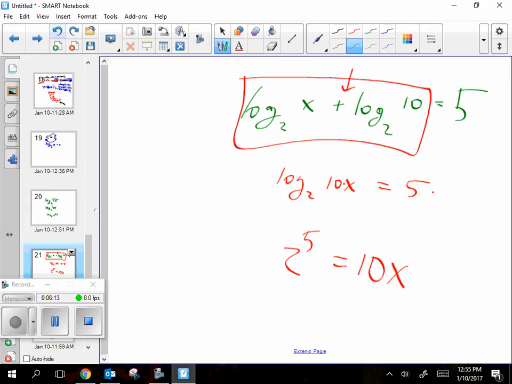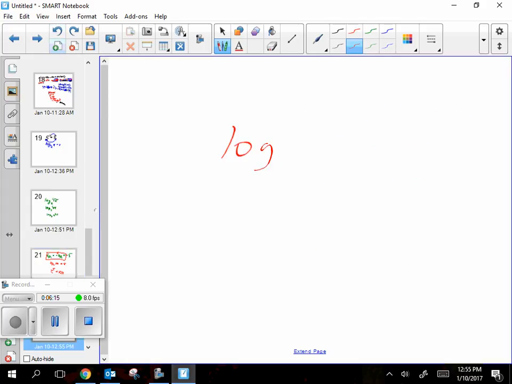It's especially handy in something like this. Log base 3 of x plus 7 equals log base 3 of 12. Do you get that little 7 sitting right there? It'd be really handy if it had a log base 3 on it.